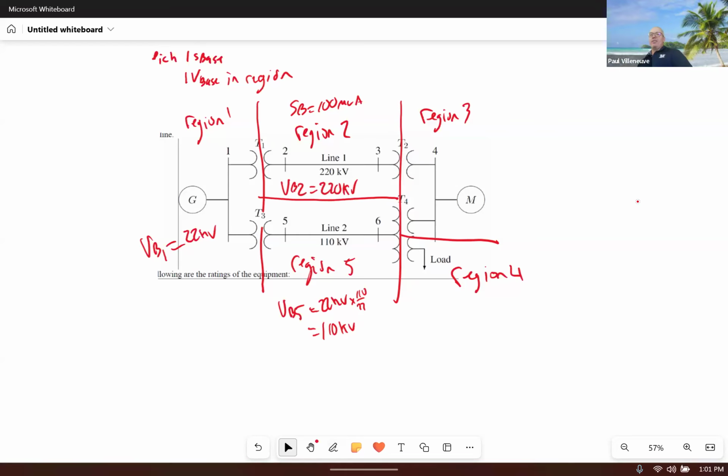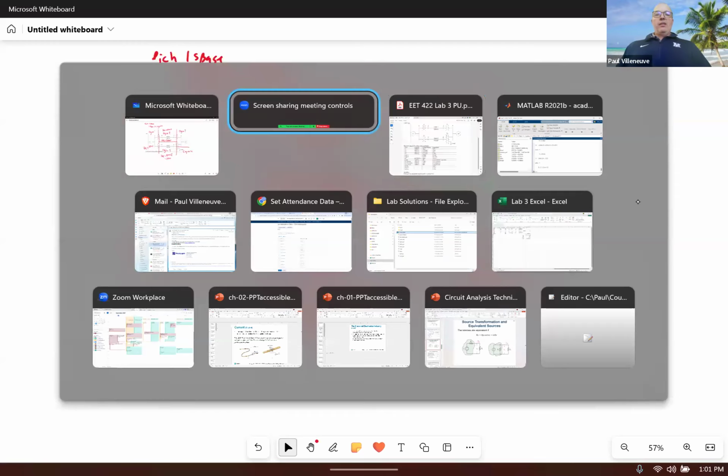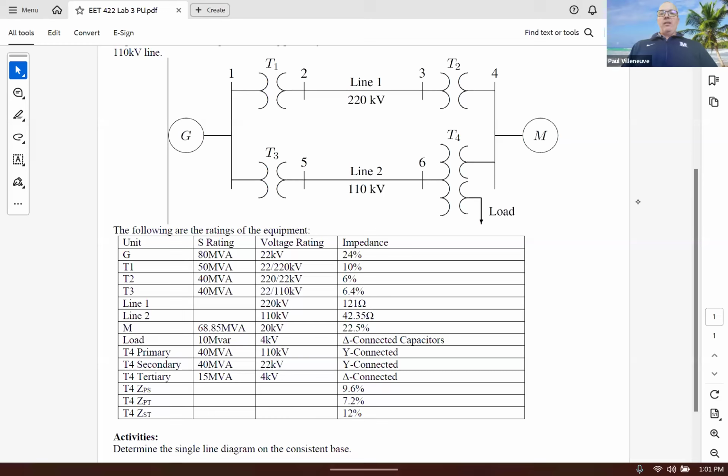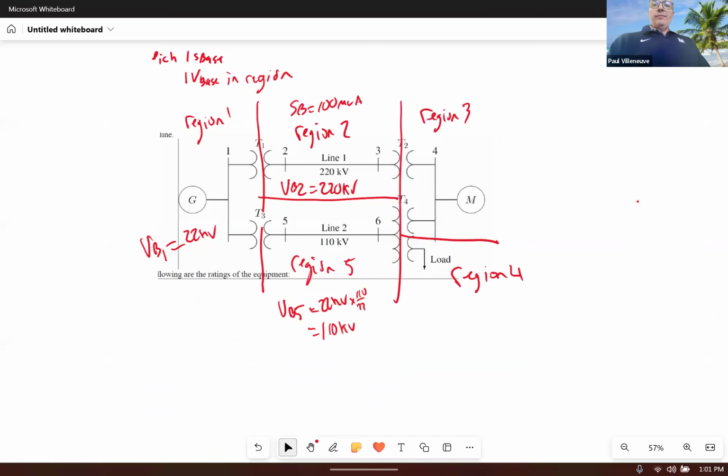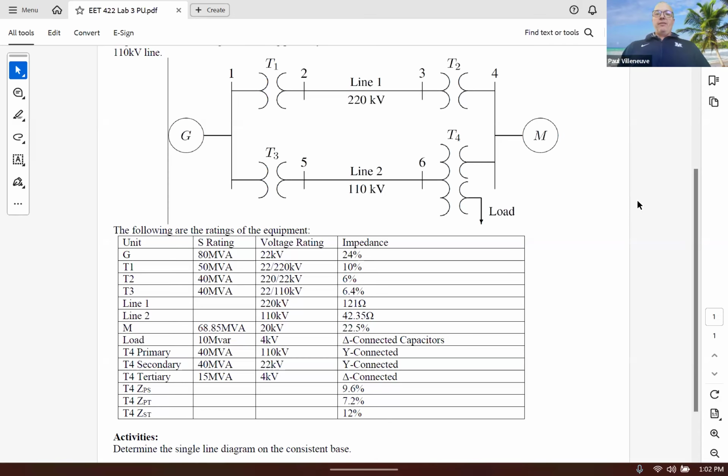Now I'm going over into region 3, which is going to be on the low sides of T2 and T4. So I'm using transformer T2 or T4, doesn't matter. So I'll just pick T2, and then I go from 220 down to 22. So VB in region 3 is 22 kV. And then lastly, I can either go from region 5 to region 4 or region 3 to region 4. It doesn't matter. It should still be the same. We'll just go region 5 to region 4, which we see we use transformer T4.